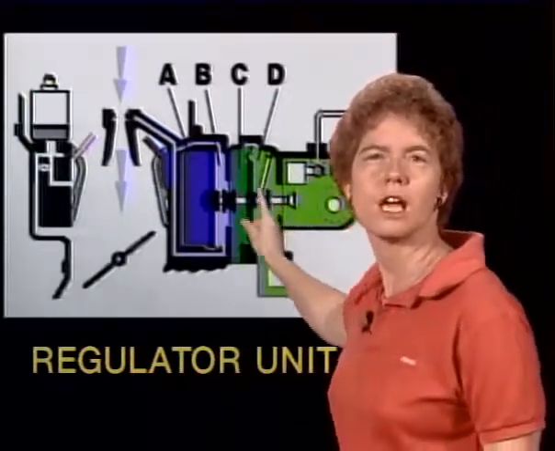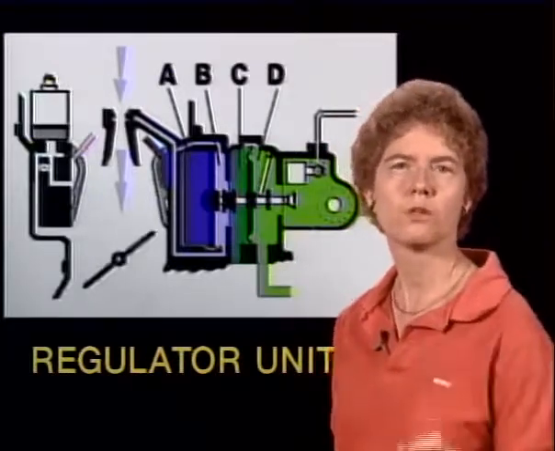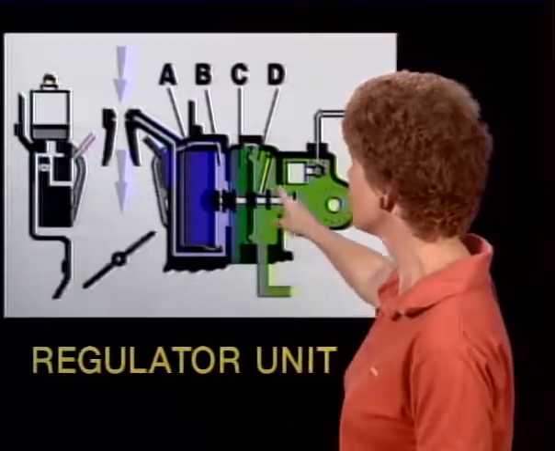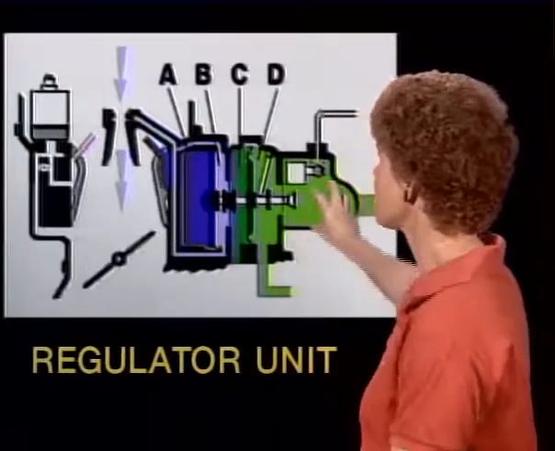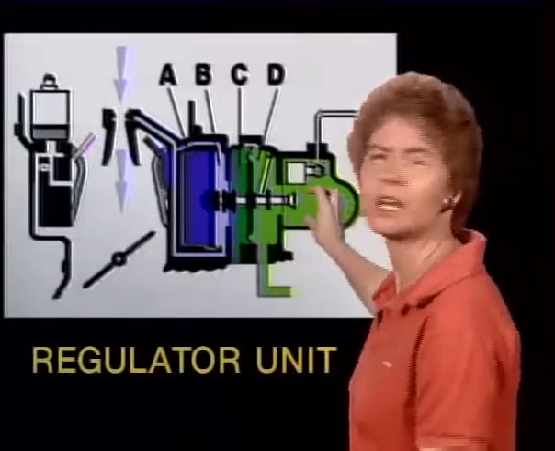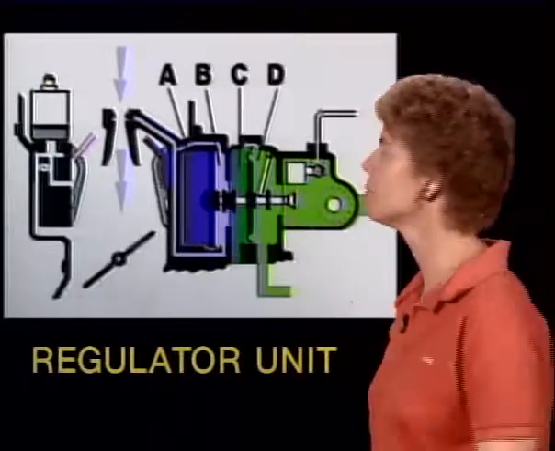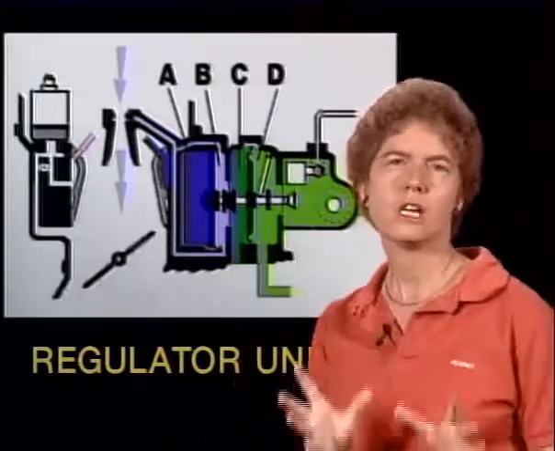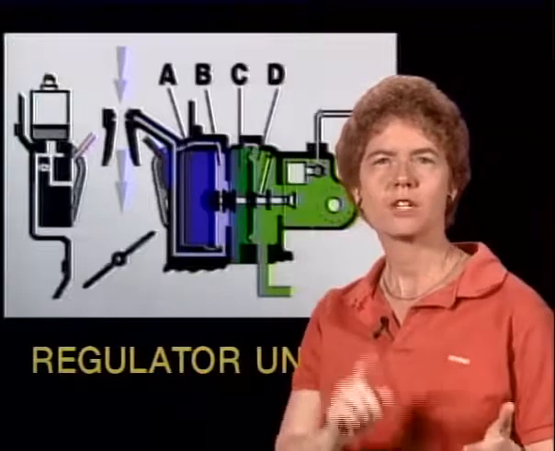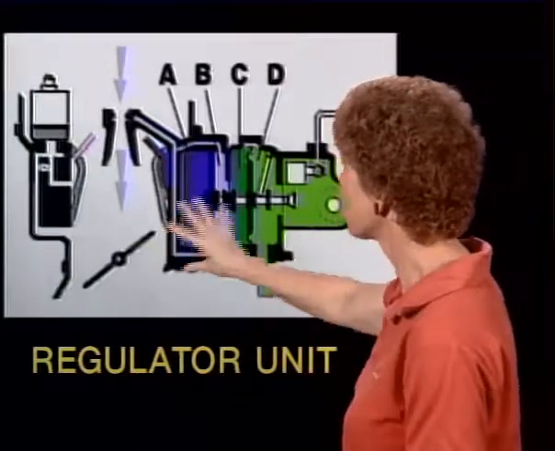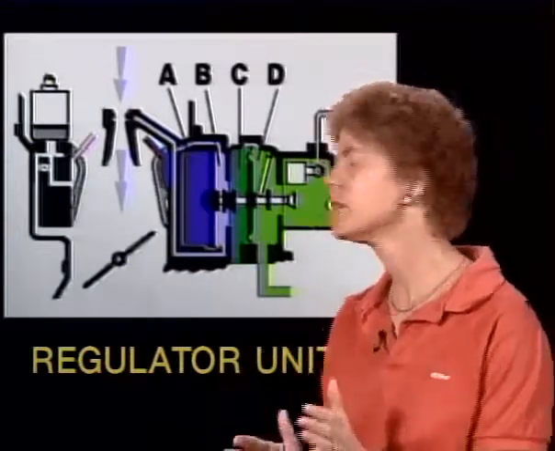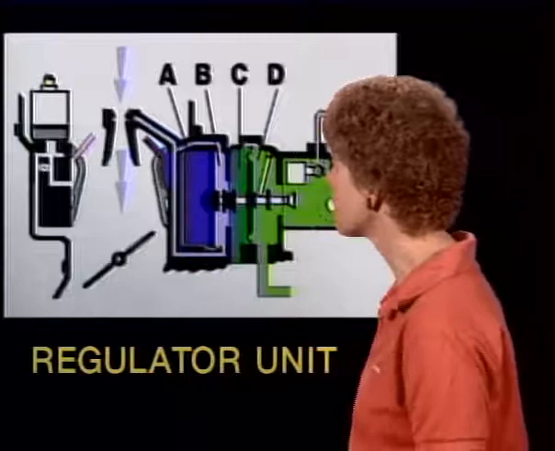And Chamber D has got unmetered fuel pressure. It's the fuel pressure before it goes out to the fuel control unit. Chamber E has got the fuel coming in from the fuel pump, so it's got fuel pump pressure. Now you're going to need to know chambers A, B, C, and D on the test. They do not give you a diagram to look at.